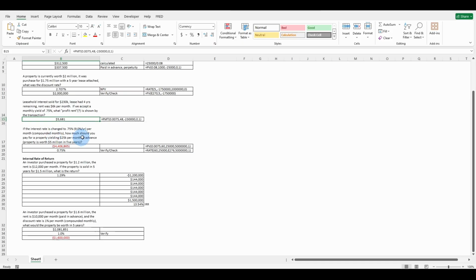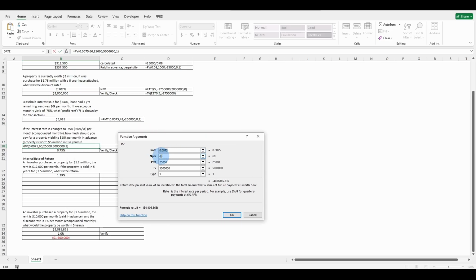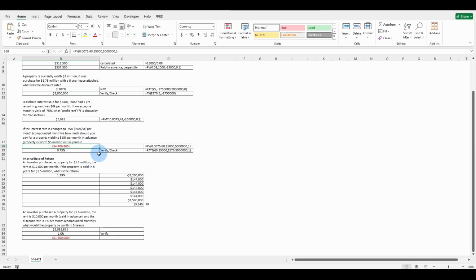If the interest rate is changed to 0.75% per month, how much should you pay for the property today? 4.4 million. We're using the same format. We're going to use this rate, 0.0075. Keep in mind, because this is a monthly number, the number of periods, you can put 5 times 12 in here, or just put 60. Payment's 25 grand per month. The future value, it's telling us it's $5 million, beginning of the period, in advance. And it comes out, and voila.